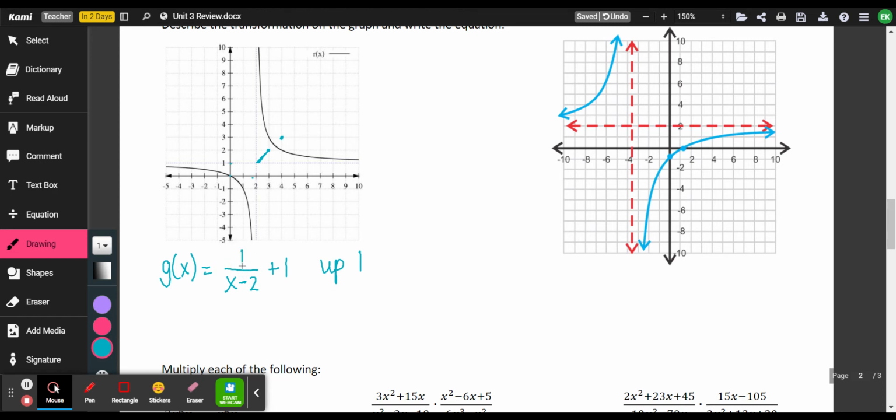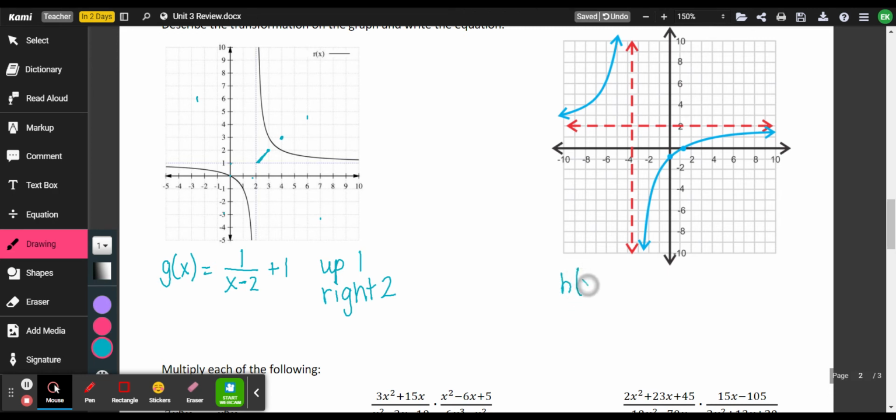Now, remember, if there's a vertical flip, instead of top right, bottom left, it's bottom right, top left, okay? So this is not a vertical flip. And let me just write my descriptions here. So we moved up 1 and right 2, and the equation reflects that.